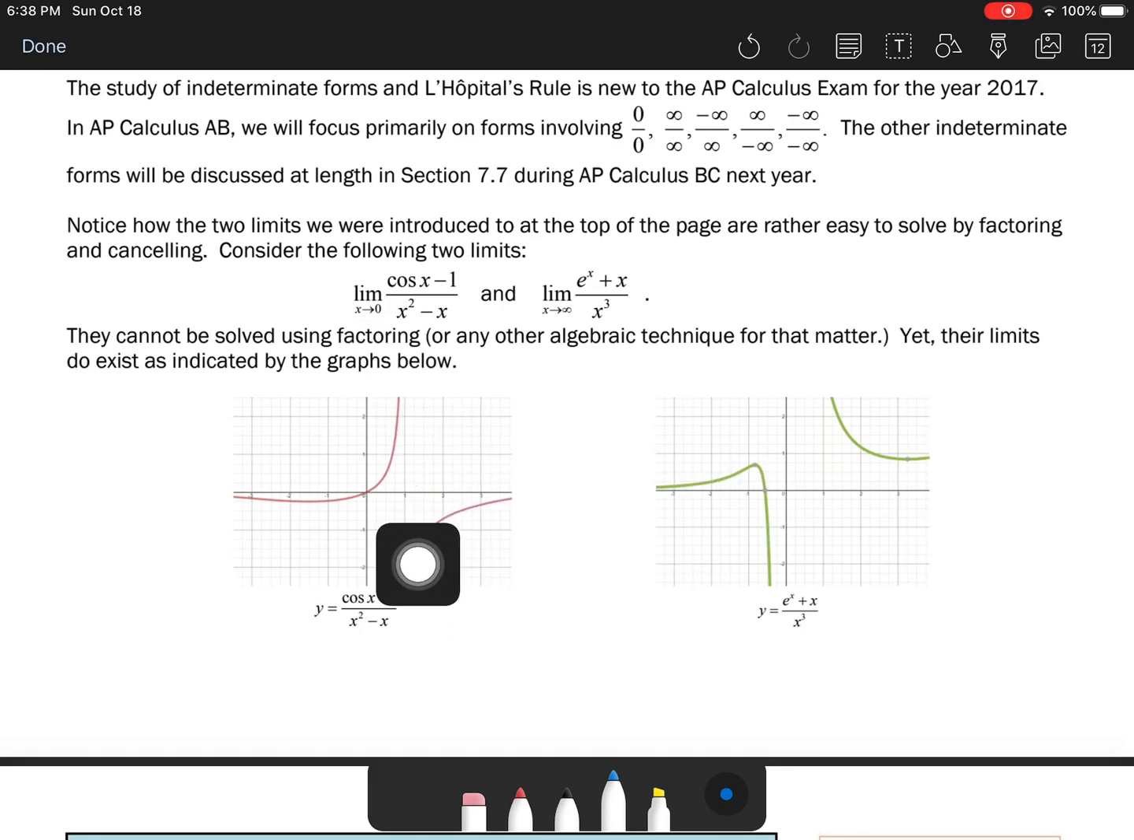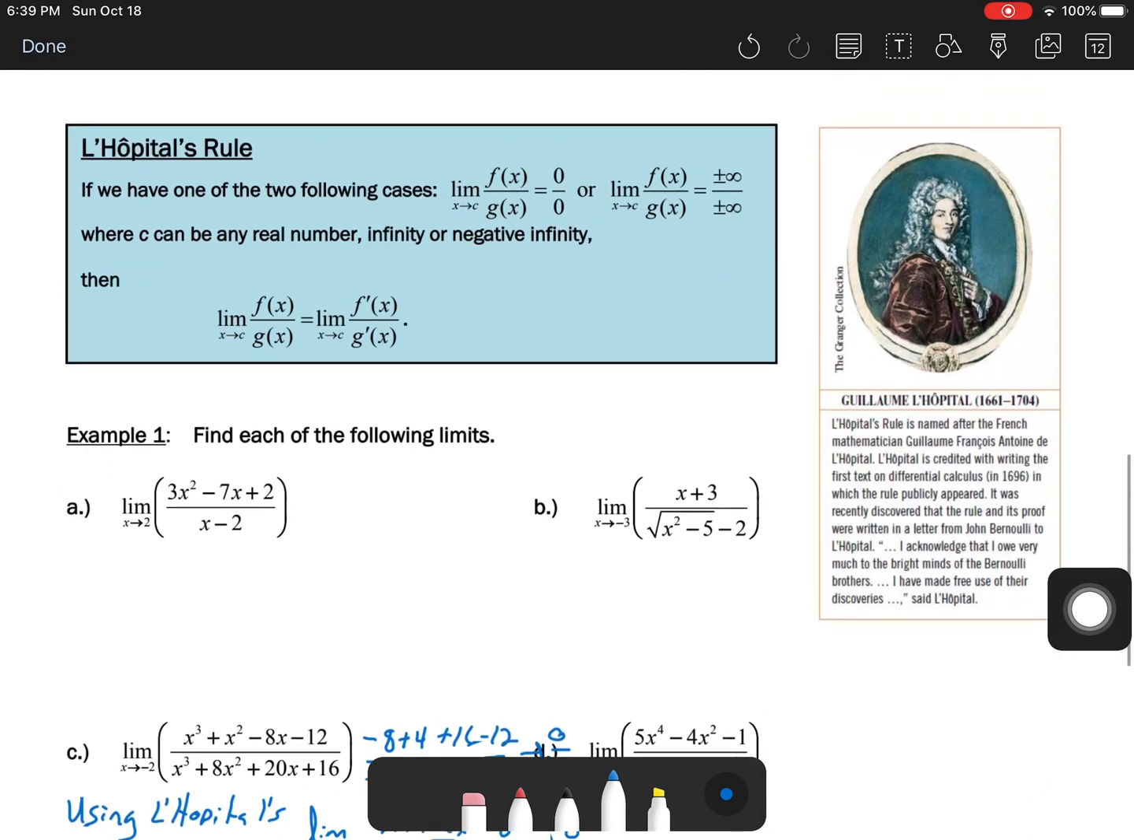As we're approaching 0 here, we can see there is a value for that limit as we approach from the left and from the right. And same with this one, as we go to infinity, it appears that our graph is going to approach a certain y coordinate. Okay, so let's examine what that technique is.